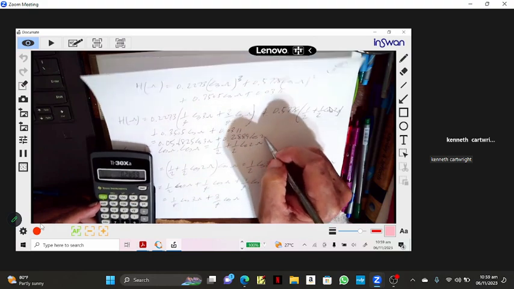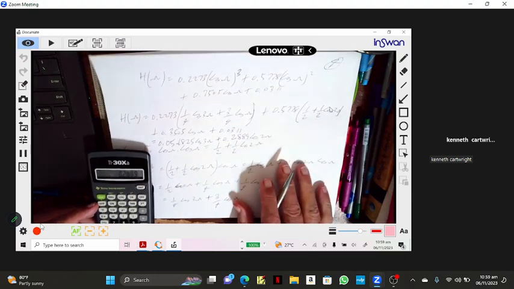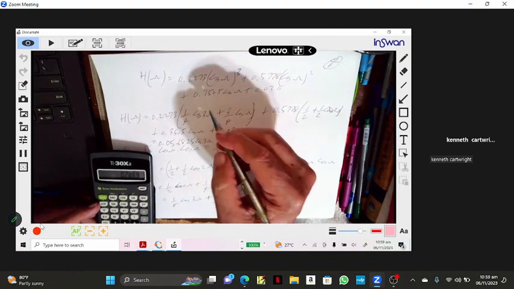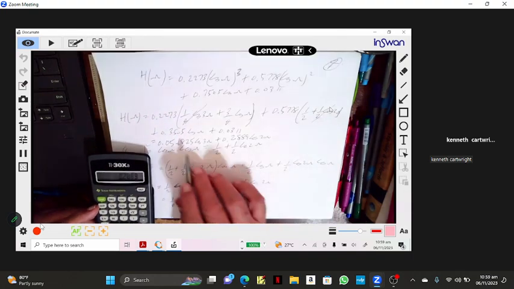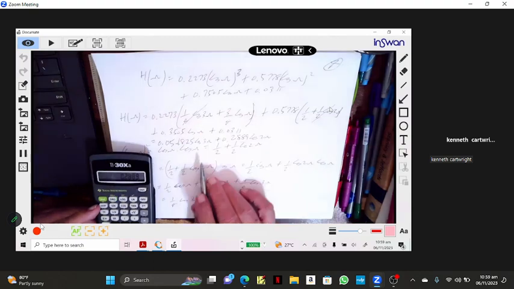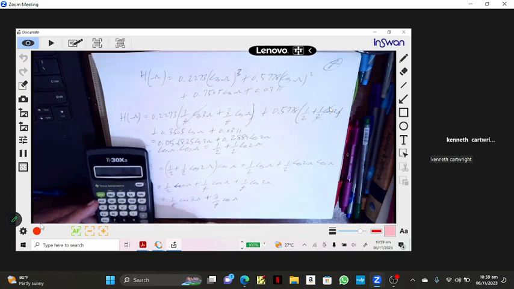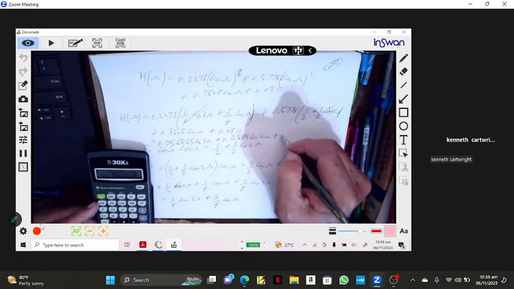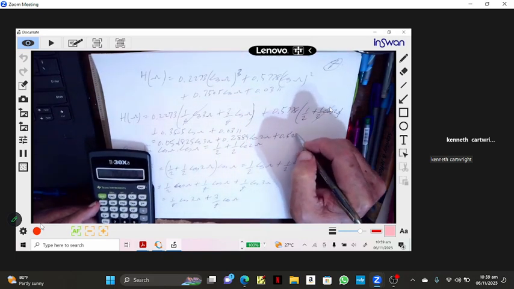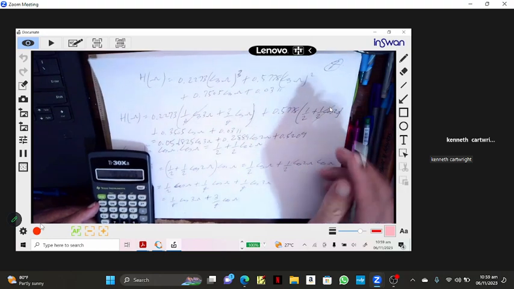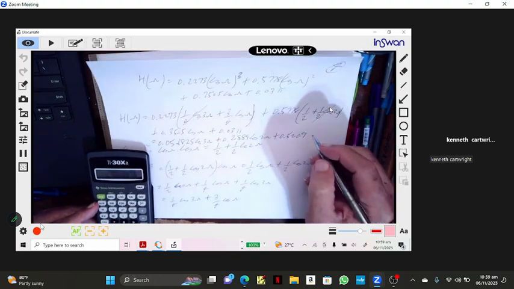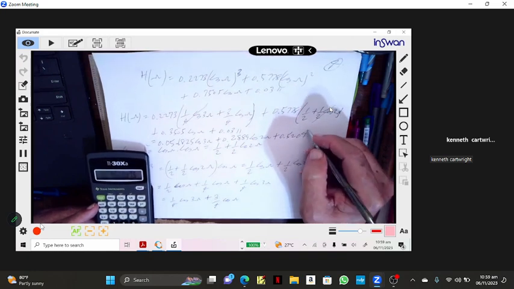Okay, so that takes care of that and that. And then what are we left with? We are left with 3/4 times that plus this. So 3 divided by 4 times 0.2273, plus 0.3505 equals 0.520975 cosine omega.